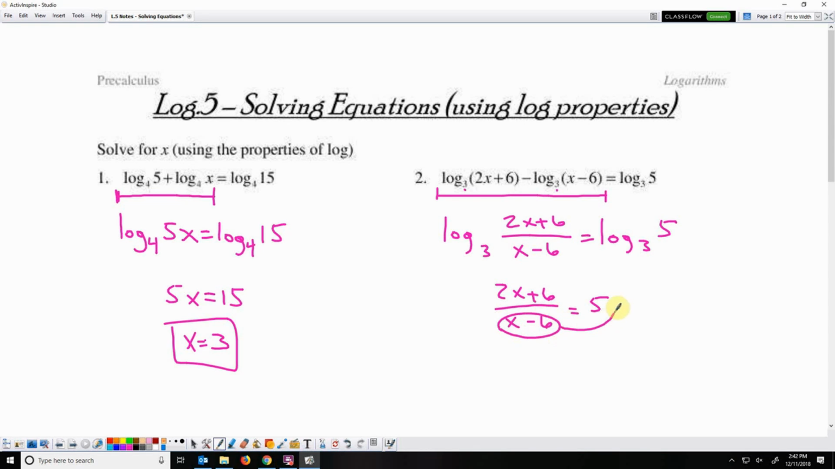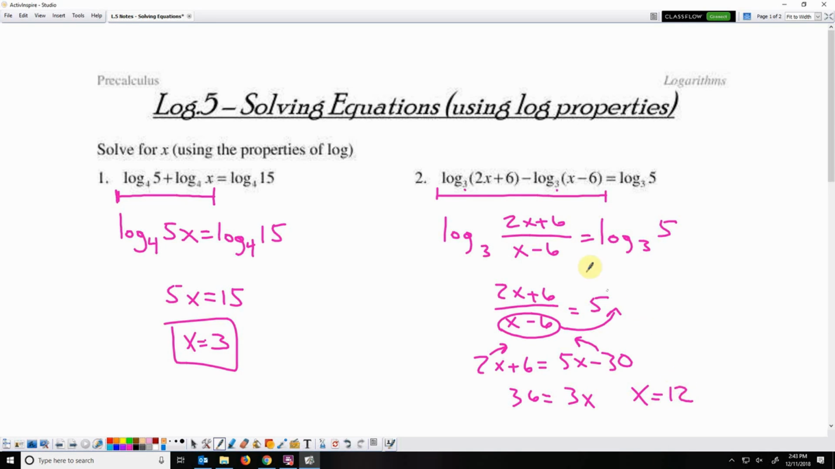So 2x plus 6 over x minus 6 equals 5. I'm going to multiply this across to the other side, and I'll get 2x plus 6 equals 5x minus 30. So I've distributed the 5 as I multiplied this to the right side. So I'll move that 2x over and get 3x on the right side. I'll move that negative 30 over to get 36. So 3x equals 36. I can divide and get x equals 12.